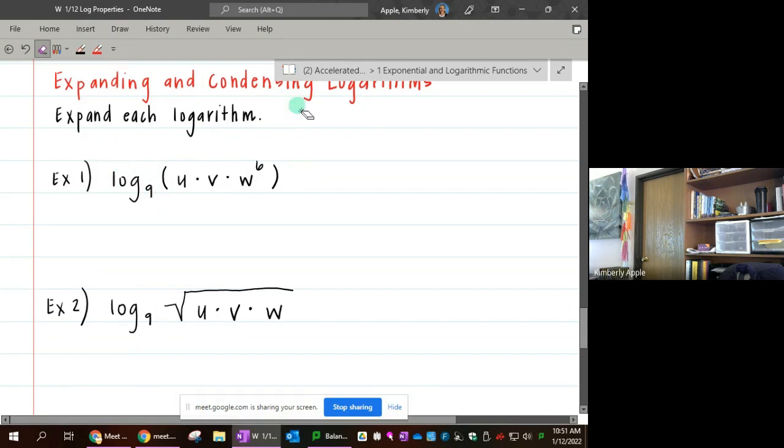The first thing I want to do is recognize that inside the argument of the logarithm, which is just what's inside the log, I've got a product, which is multiplied together, and I've got a power. So the first thing I'm going to do is apply the product rule. I'm just going to write a note out here. So that's what I'm doing.